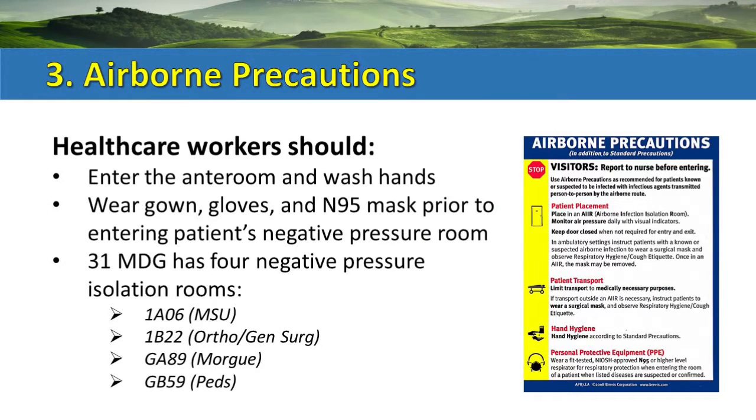If a patient is placed on airborne precautions, healthcare workers should enter the anteroom and perform hand hygiene, then put on a gown, gloves, and an N95 respirator prior to entering the patient's negative pressure room. The 31st Medical Group has 4 negative pressure isolation rooms and are shown below.